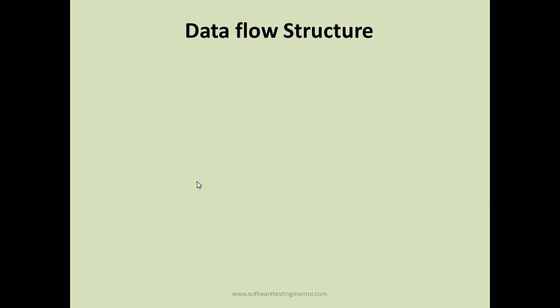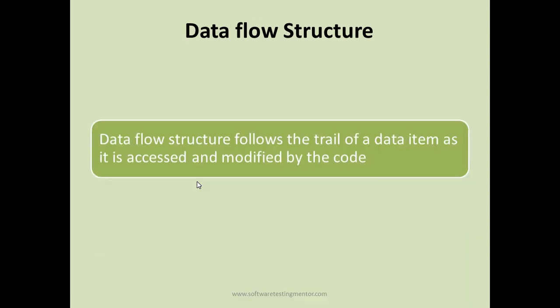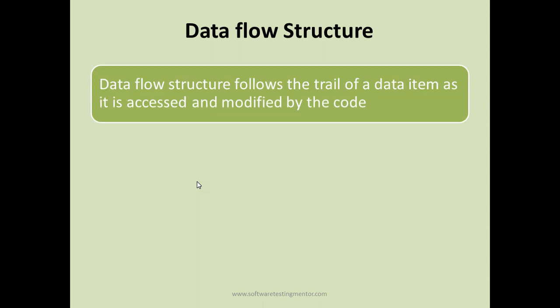Then data flow structure. So what is data flow? A data flow structure follows the trail of a data item as it is accessed and modified by the code. So like in control flow, you were just following the code flow, how the code is flowing while you are doing some test on the code. The main purpose of it was to find any dead code, any code that is not being exercised by the test you are doing.